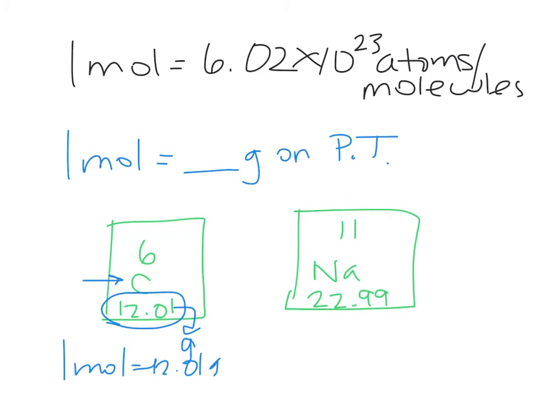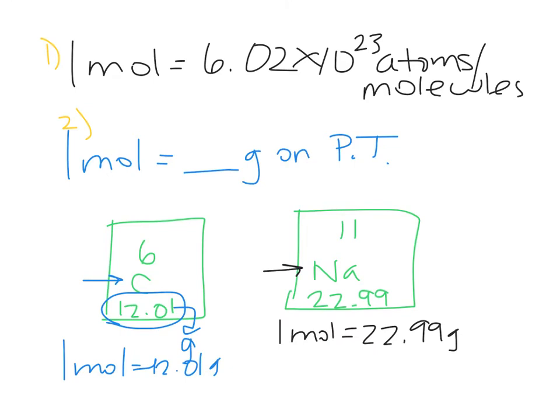12.01 grams. If we had sodium, on the other hand, 1 mole of sodium atoms, meaning 6.02 times 10 to the 23rd sodium atoms, is going to be equivalent to 22.99 grams. If we counted up that many atoms, it would weigh 22.99 grams on the scale. So that's another conversion factor we have with moles. There are two of them: 1 mole equals 6.02 times 10 to the 23rd atoms or molecules, and 1 mole is equal to the grams on the periodic table.